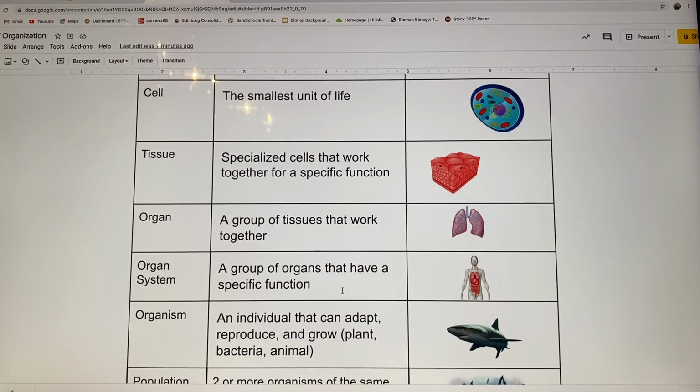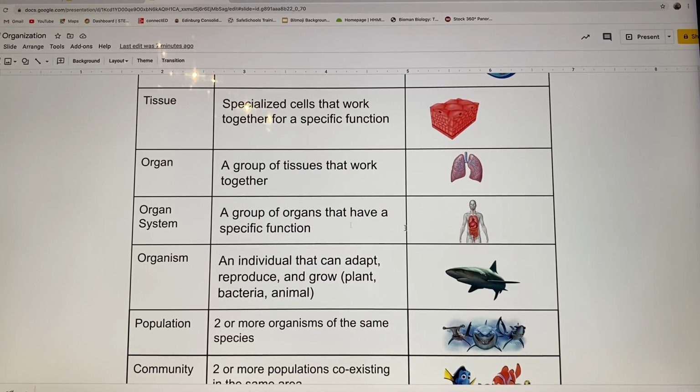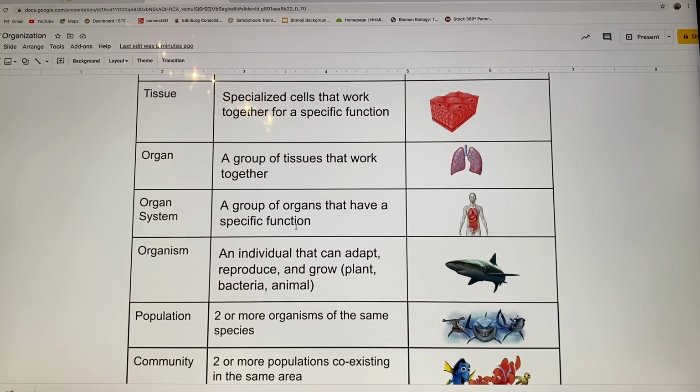Then we have an organ system. An organ system is a group of organs that have a specific function. Here we see all these organs. Basically, we have the respiratory system, the skeletal system, the nervous system, all these systems in our body. It's amazing how wonderful our bodies are, especially with all the cells that we're made of. It's just amazing.